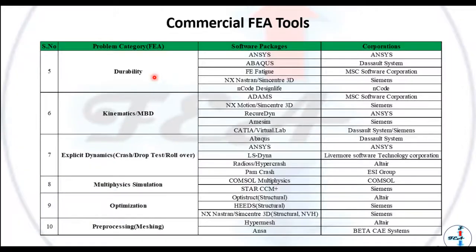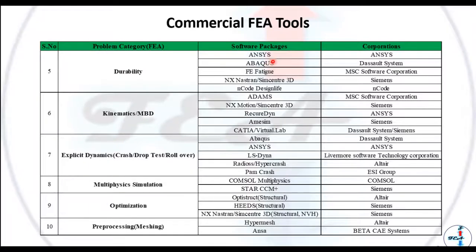The next one is durability or fatigue analysis. Here with ANSYS and Abaqus we can do durability analysis, but for damage prediction, failure prediction, and damage degree, we have to calculate everything manually. ANSYS has its own interface for common fatigue analysis, but Abaqus has some extensions for durability analysis, especially for metals as well as rubber.